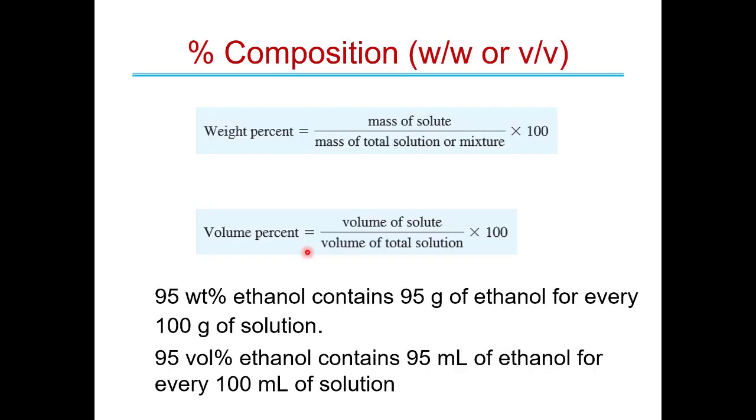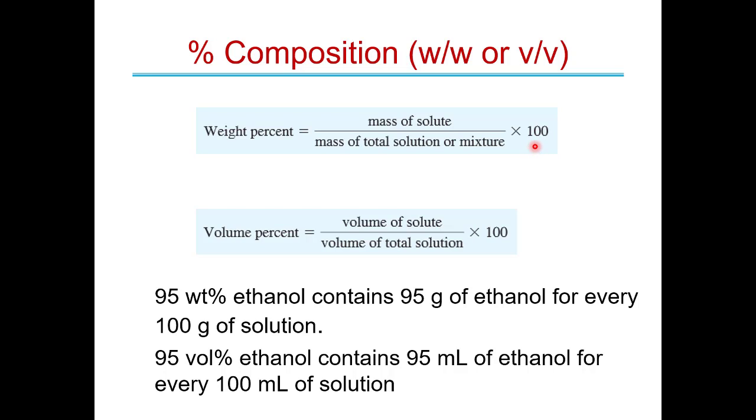But first, let's talk about percent composition. This is a typical way to describe the concentration of solutions. It's used a lot in science. So weight percent, wt%. Because it's a ratio of part to whole, the part is going to be the mass of the solute. So we're measuring amount by measuring the mass of the solute, and we divide that by the mass of the total solution, or mixture, whatever it happens to be. Then to make it a percentage, we multiply this by 100.